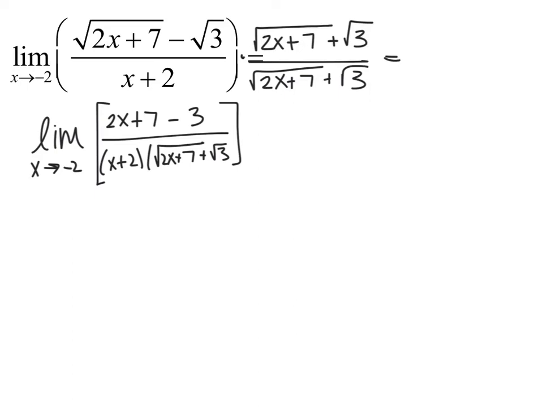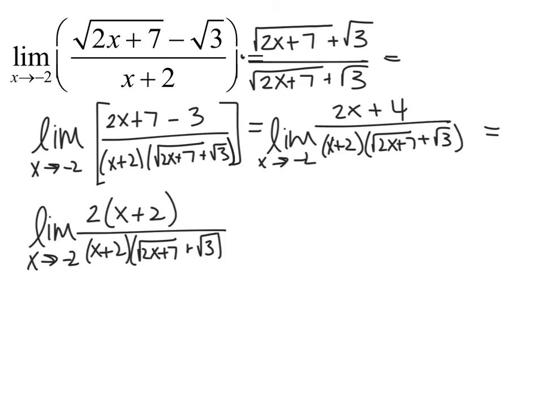In the numerator, that just cancels out all your square roots. You end up with 2x plus 7 minus 3. In the denominator, I just left those multiplied together. I didn't FOIL anything out. I just left it that way. So now, let's go ahead and pause the video and simplify the numerator and see what you get.